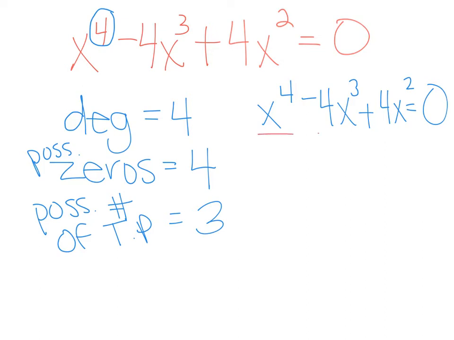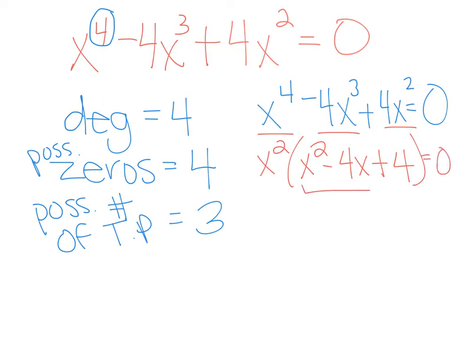Now I'm going to start by factoring out a common factor amongst all these terms. I'm going to factor out an x squared from each term, and that leaves me with x squared minus 4x plus 4. And I'm going to go ahead and factor this quadratic trinomial, which if I factor that quadratic trinomial, I am looking for the numbers that multiply to be positive 4, but add to be negative 4.